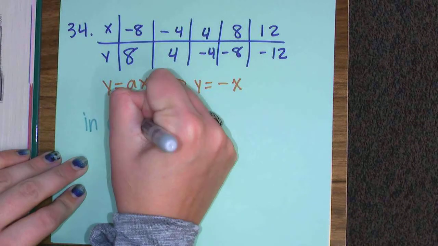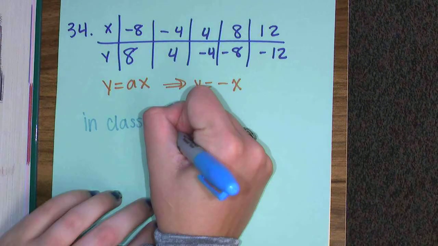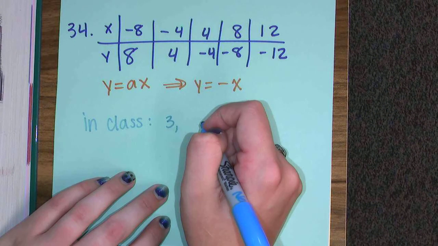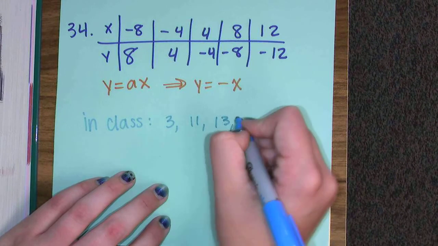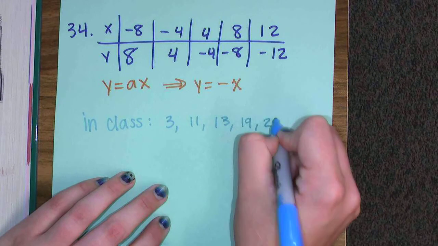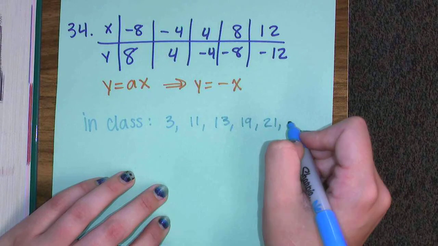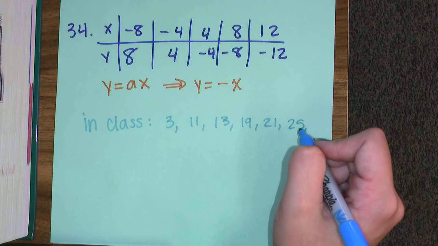So your problems are 3, 11, 13, 19, 21, 25, and then 33.